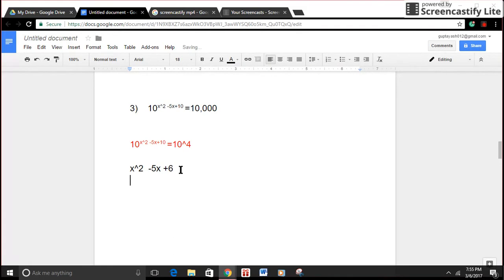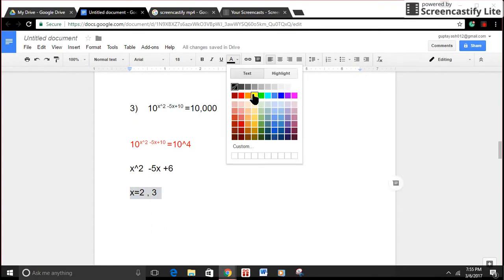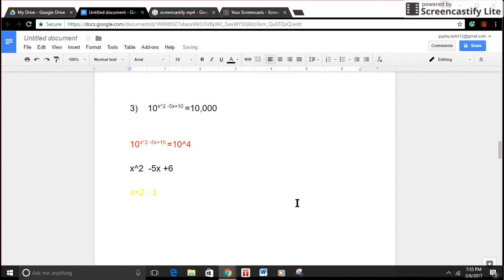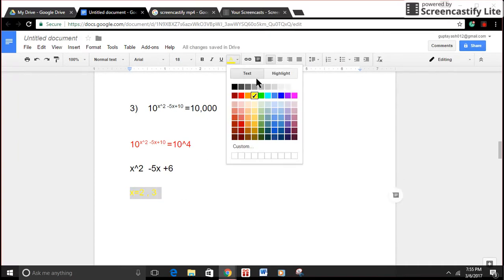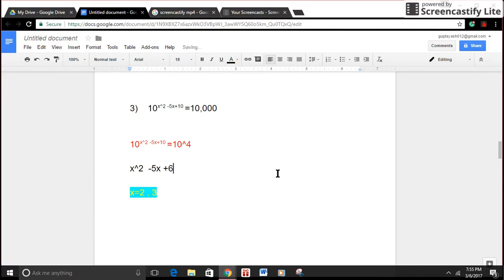What you're going to want to do is factor this out. And I have no idea why it's not red. But when you factor it out, you're going to get x minus 2 times x minus 3. So your answer to this is a set of solutions of 2 and 3. You can verify and check to see if that is true, but that is true. And this is your answer for number 3. Oh, this is getting annoying. Hopefully you guys can see that.